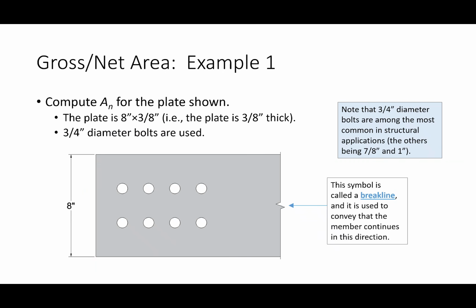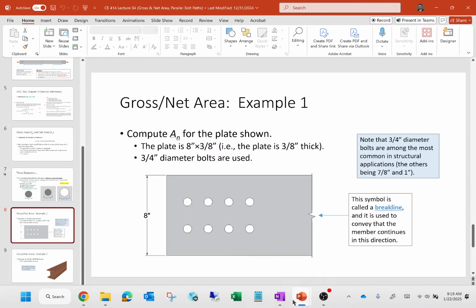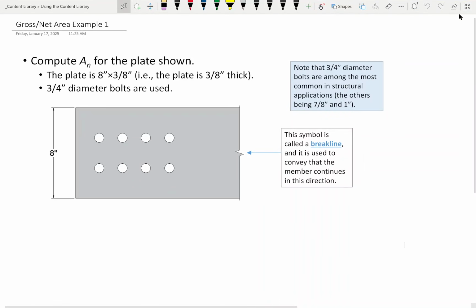So now what I want to do are some examples. I've got two examples, and I want to go through these together. So let me pull up my handy-dandy notebook here. And I have here a plate, and I want to determine the net area of this plate. The plate is 8 by 3/8. What I mean by the 8 by 3/8 is this is 8 inches wide, and it's 3/8 of an inch thick. That's what I mean by the 8 by 3/8.